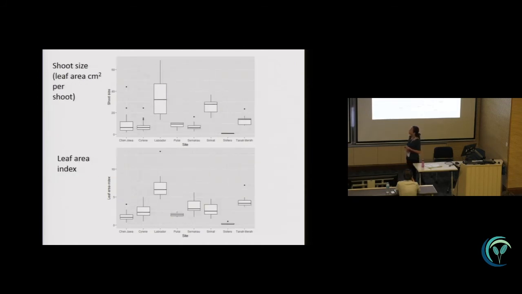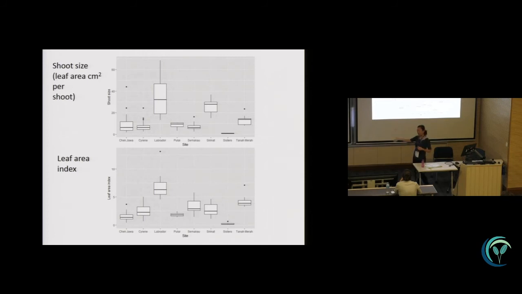And then looking at shoot size, so again, Labrador and Serenat, which are both dominated by the big size Thalassia hemprichii leaves, they have very high shoot size. So what shoot size means is the total amount of leaf area per shoot. So it accounts for the number of leaves per shoot and also the size of each leaf. While in comparison, leaf area index takes into account shoot density. So it's actually a measure of how much leaf area is found within a unit area surveyed.